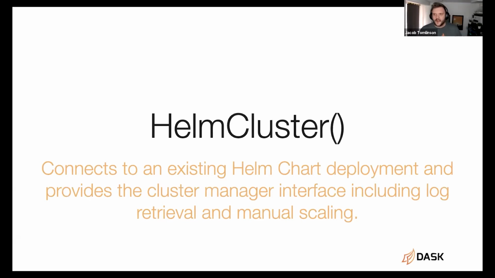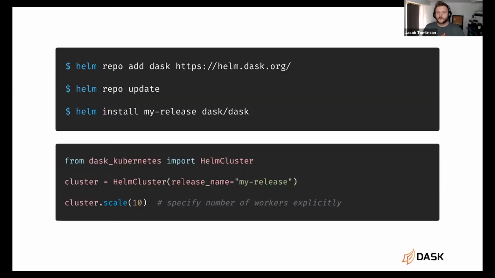Now, another cluster manager that we have within Dask Kubernetes is Helm Cluster. This is a cluster manager in every sense, like the other ones we've talked about, but this depends on you having installed the Helm chart that we talked about before already. So if you've installed the Helm chart and got things up and running, you can instantiate this Helm cluster object from Dask Kubernetes, and you can tell it whatever you named the Helm release, and it will create a representation of that Helm chart.